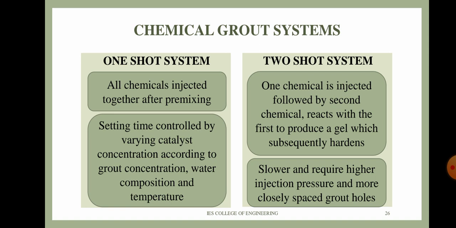While in the two-shot system, one chemical is injected, followed by the injection of the second chemical, which reacts with the first to produce a gel, which subsequently hardens. It is slower and requires higher injection pressure and more closely spaced grout holes.